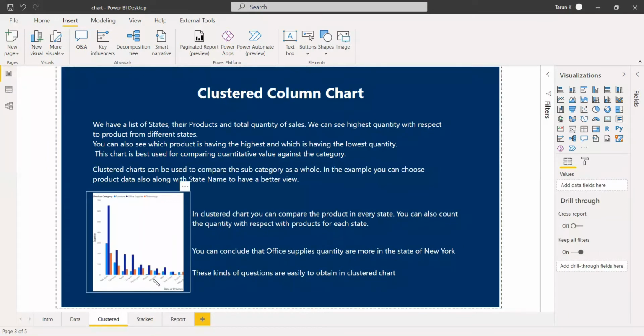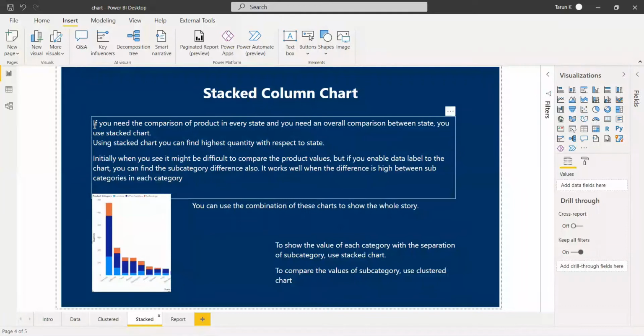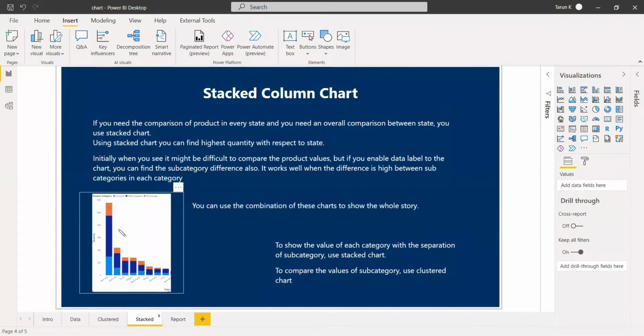These kind of questions are easily obtained when you use cluster chart. The next type of chart is stacked chart. If you need a comparison of product in every state, like the category as a whole, along with the subcategory, you can use stacked column chart. Using this, you can find the highest quantity with respect to the state.